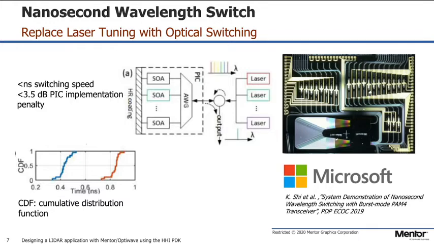So in this way, you can easily get below 1 nanosecond switching speed from wavelength to wavelength. And implementing this in the photonic integrated circuit as opposed to discrete benchtop components, you only get about 3.5 dB implementation penalty as reported by Microsoft UK.